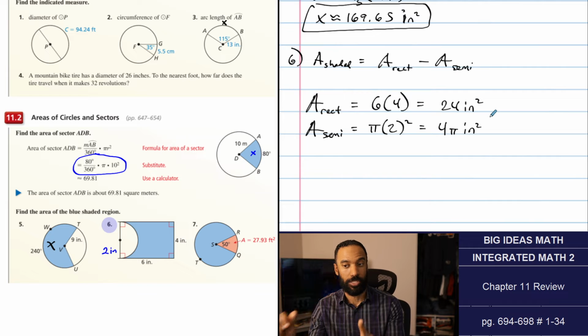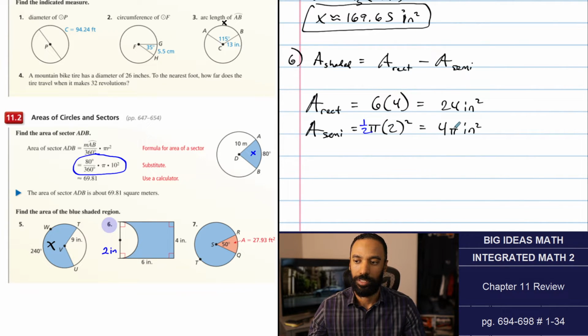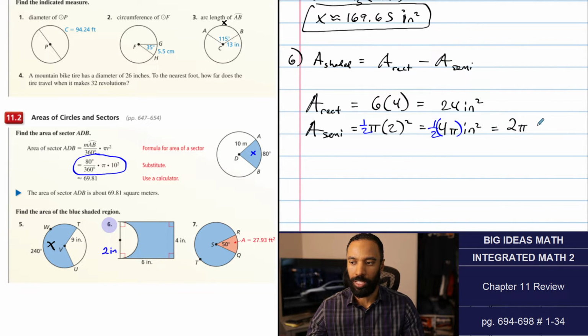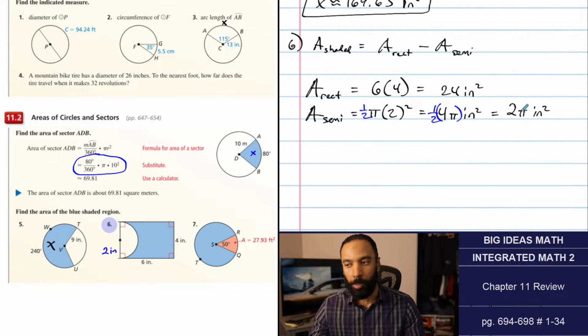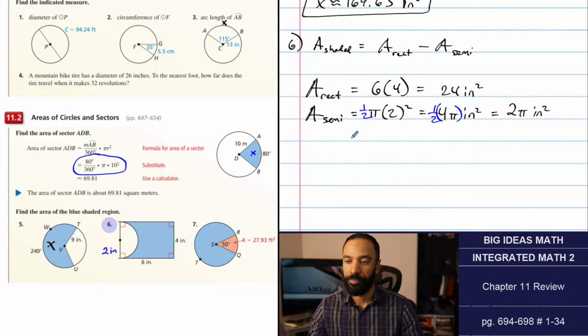Oh, I'm sorry. That's the circle. The semicircle is going to be half of this, 1/2 of this. I was going to say, I don't dare round something early, but this is the only number that's going to be rounded ultimately. I could. I just want to write it in full to begin with. So 2 pi square inches for the semicircle, half of the area of the whole circle.